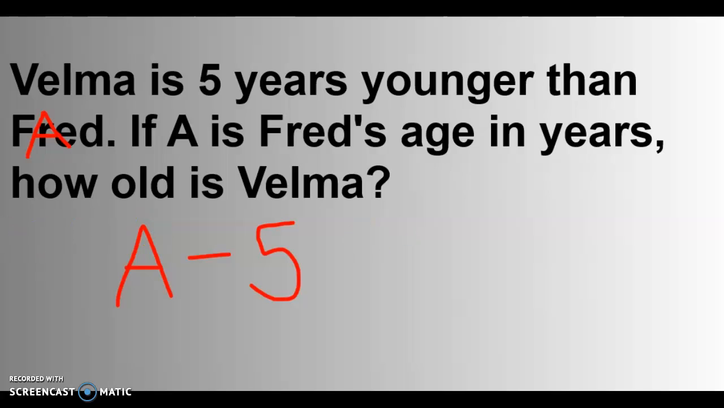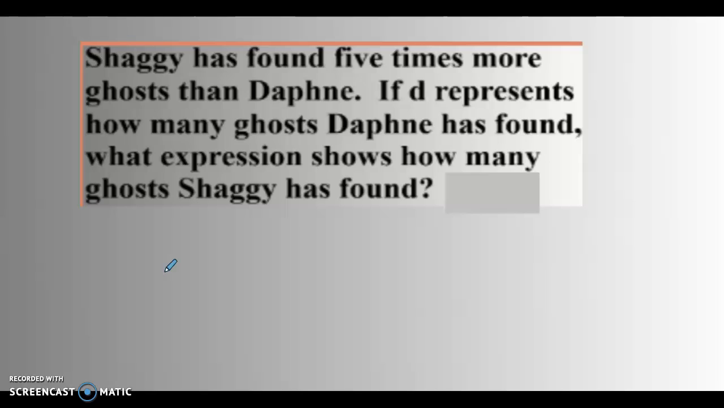Let's try number 3. Shaggy has found 5 times more ghosts than Daphne. If D represents how many ghosts Daphne has found, what expression shows how many ghosts Shaggy has found? Okay, so 5 times more ghosts than Daphne. We don't know how many Daphne has found, but D represents how many ghosts Daphne has found. So I'm going to put a D on Daphne because we don't know how many ghosts she's found. So D is our variable to represent that unknown.